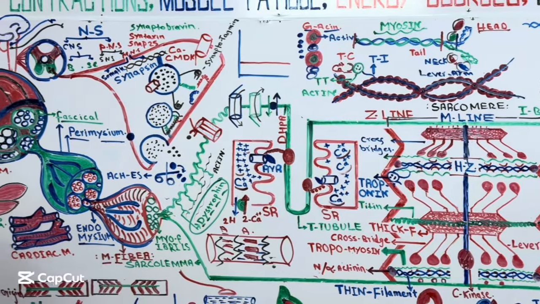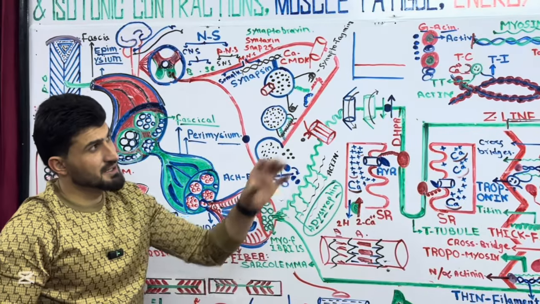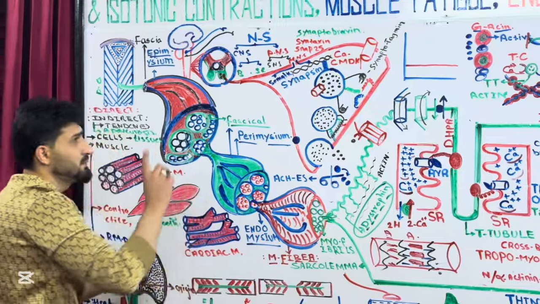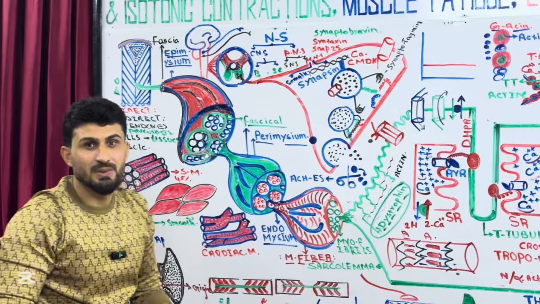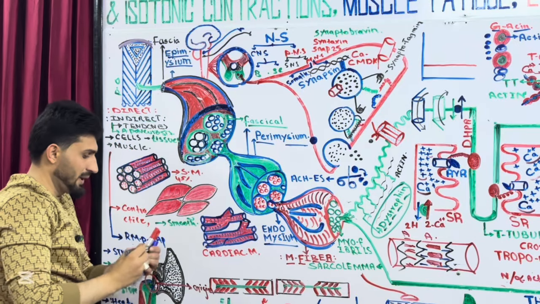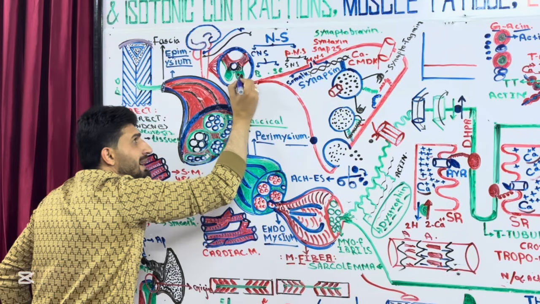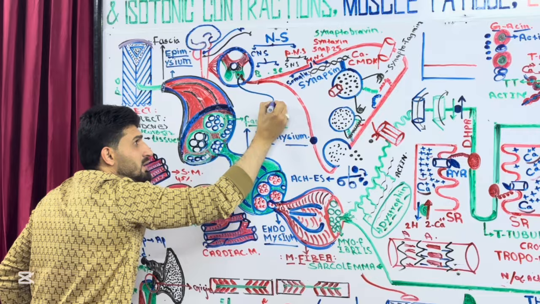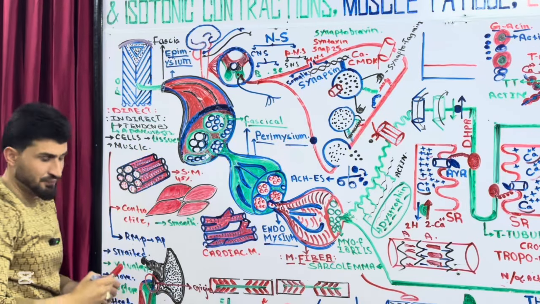Now, let's talk about the mechanism of skeletal muscle contraction. First of all, what is a motor unit? Let me explain this. For example, this is the anterior gray horn. From the anterior gray horn, a motor neuron comes out.